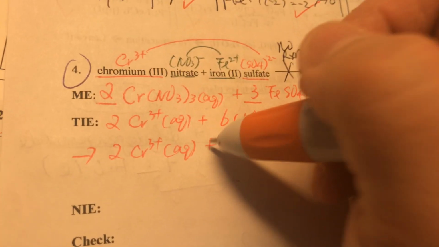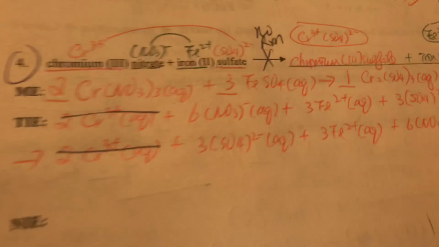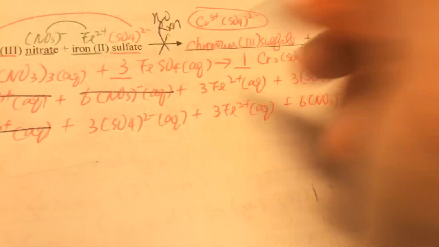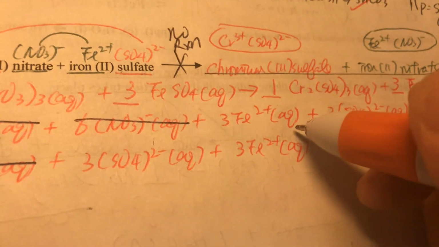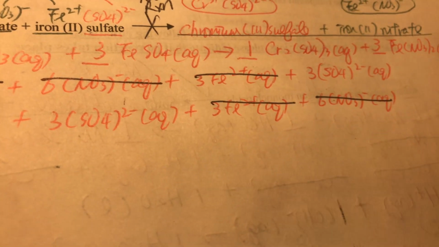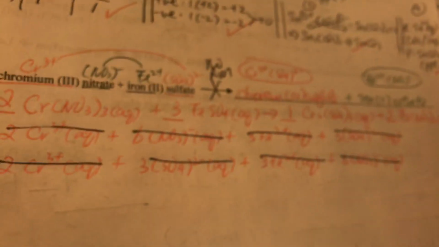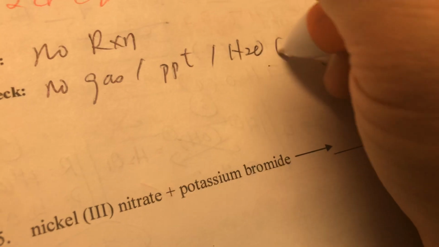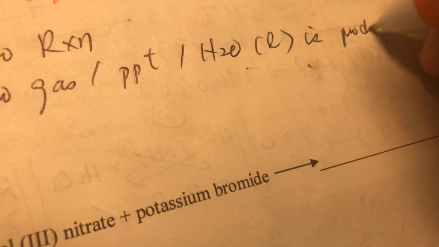So Cr3+ shows up on both. 6NO3- (aq) also shows up on both. 3 Fe2+ (aq) shows up on both. Again, you have to check 3 things altogether, like the coefficient, the charge, and the state. And then 3SO4 2- also shows up. Okay, so then now you can use the black pen to write the net ionic is no reaction. Why? It's because no gas, PPT, or H2O liquid is produced.